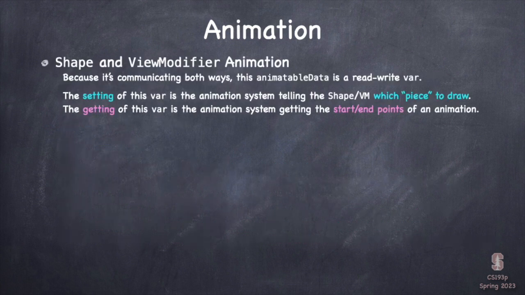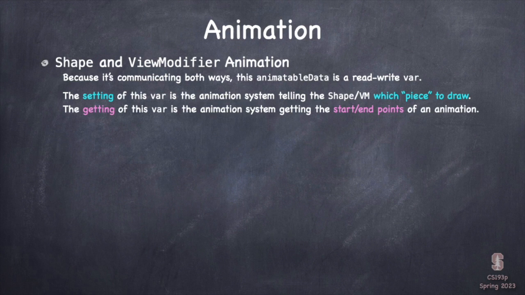So how does it work that there's just this one var? Well, the setting of that var is the animation system saying, draw this piece, right? So it sets that animatable data to a certain piece, and you've got to draw yourself. The getting of the var is actually important too. So this is a get and set var. The getting of the var is the system getting the start point and the end point of the animation. So when we go from face down to face up, the animation system needs to know that it starts at 0 and ends at 180, right? When we go face up, 0 to 180.